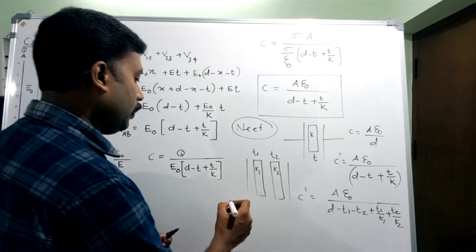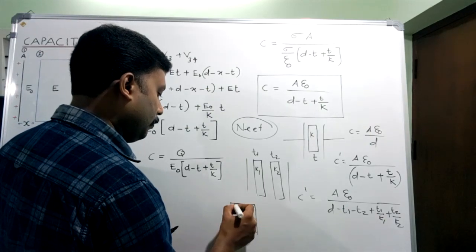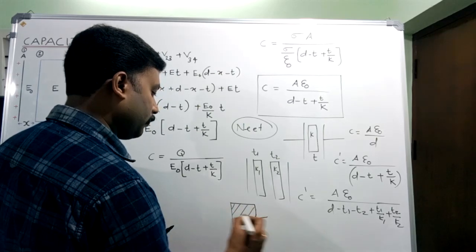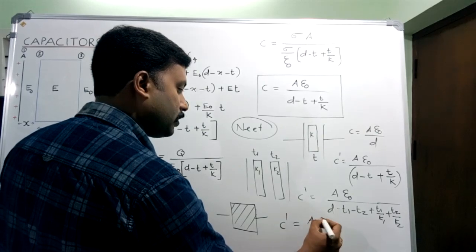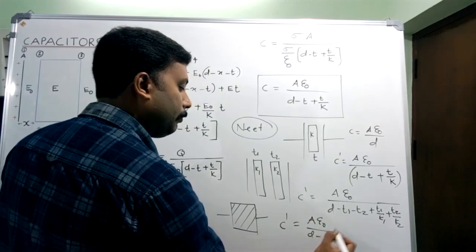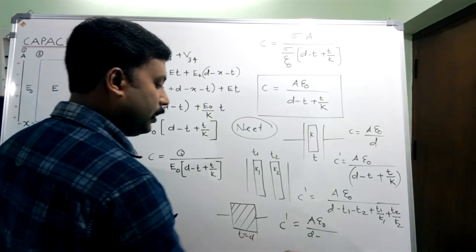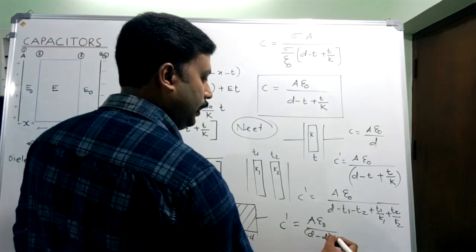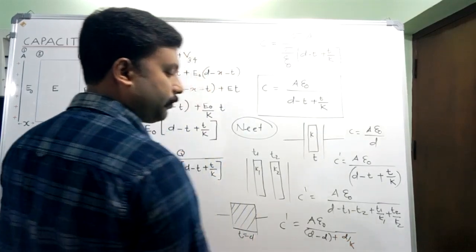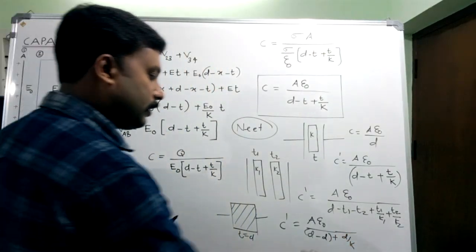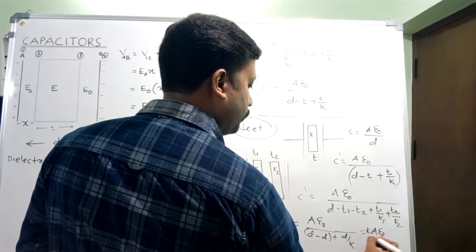Suppose we are using a dielectric slab which completely fills the space between the two plates of the capacitor, then the equation C dash is equal to the actual equation A epsilon 0 by D minus, we have to subtract the thickness. Here the thickness T is equal to D, so that is D minus D, then plus the factor D by K. So that is equal to K times A epsilon 0 by D.